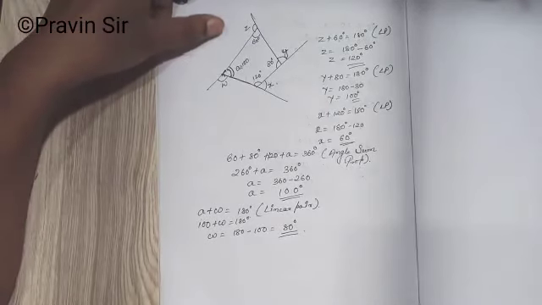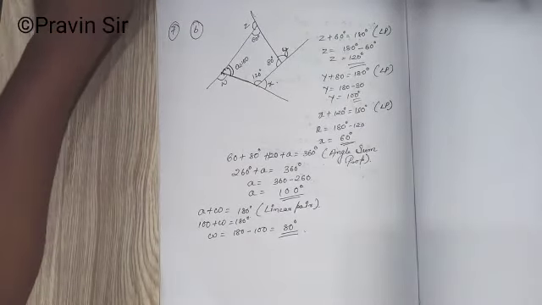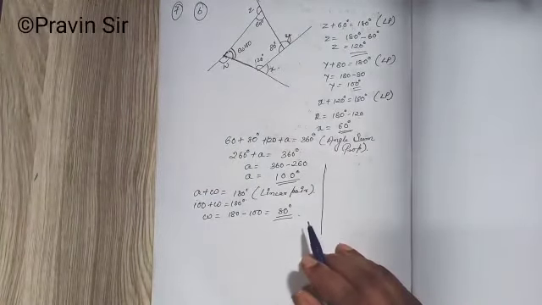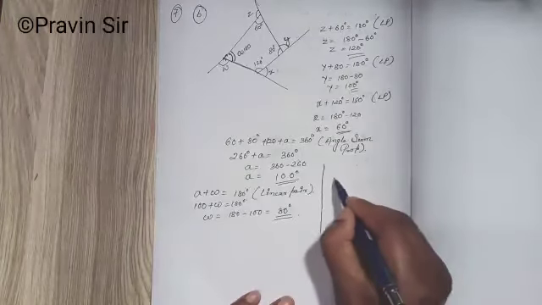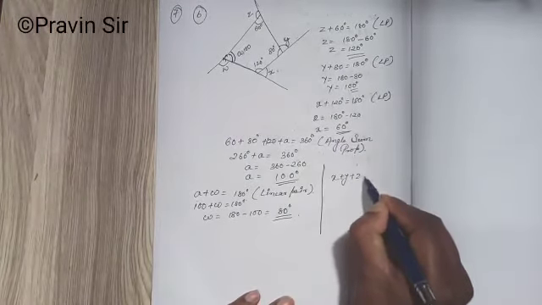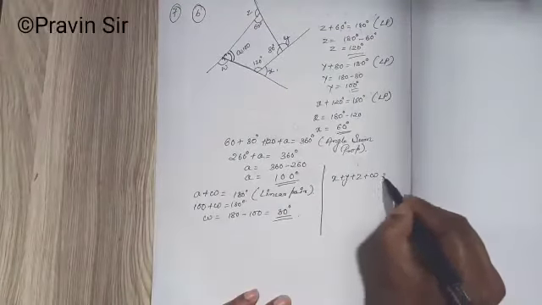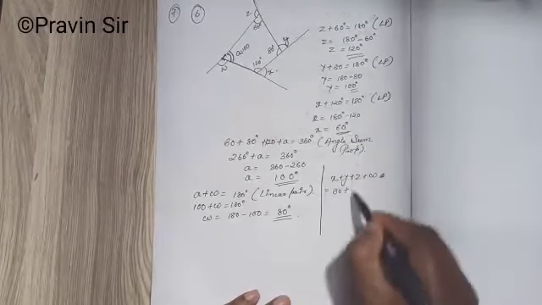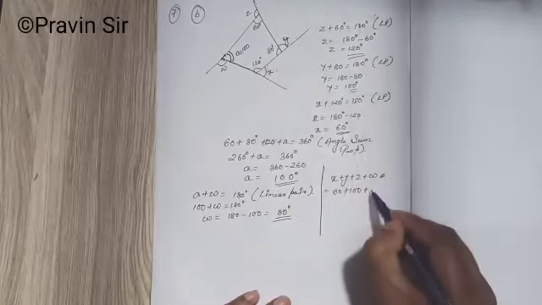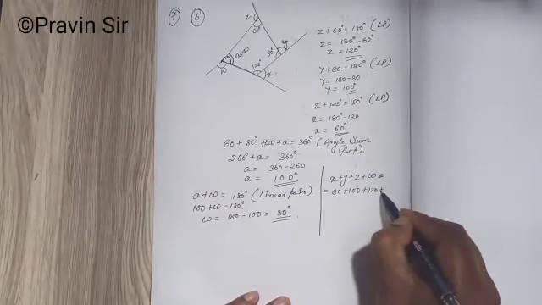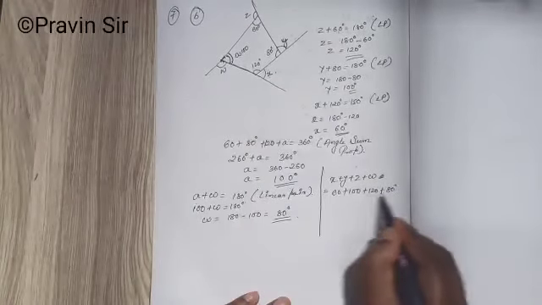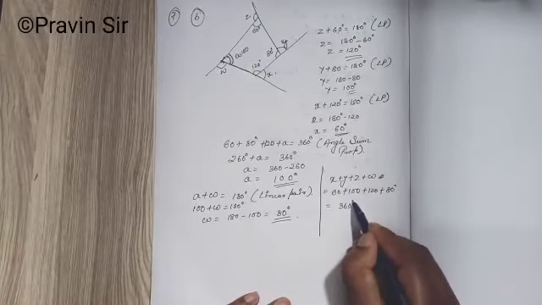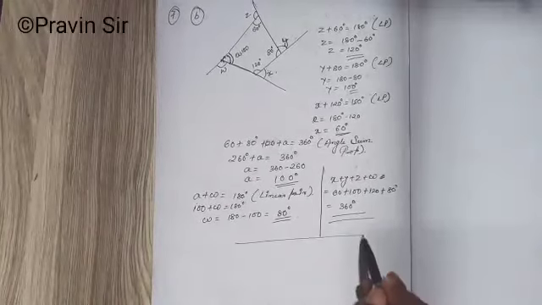Now x we got, y we got, z and w we got. What is the actual question here? We have to find the value of x plus y plus z plus w. The value of x is 60, y is 100, z is 120, and w is 80 degrees. If we add all these four angles, you will get 360 degrees. Hope you understood this one.